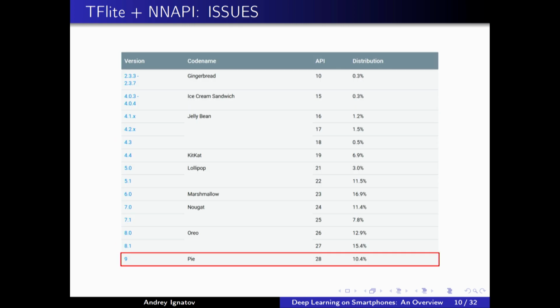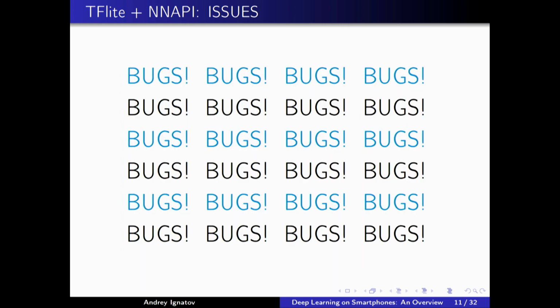So right now, probably around 15% of devices are running Android 9 and above. And only a small percentage of them have the drivers. So if you are developing your application with Android NNAPI, probably you'll be able to get acceleration on 3–4% of devices. And the final problem, the biggest problem, are bugs.